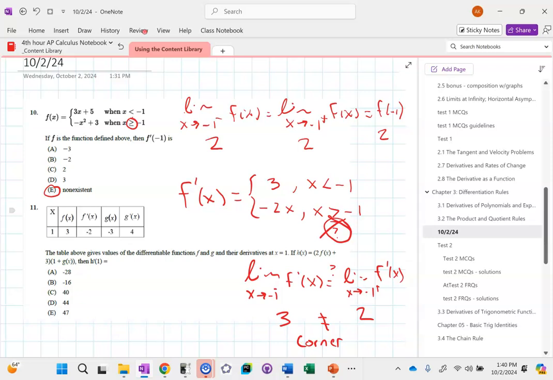So if they were both, say, 3, then the derivative at -1 would be 3, and it would be "or equal to" on the piecewise. Does that feel okay? So again, we're basically just plugging in the endpoints and seeing if they work out.